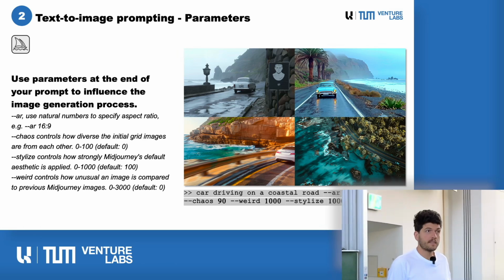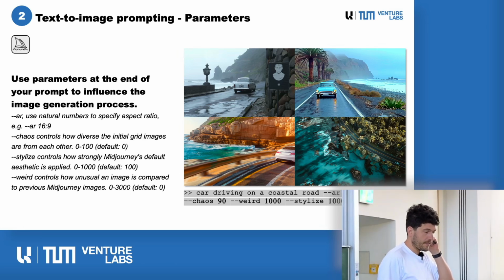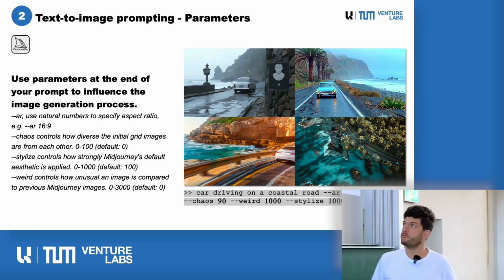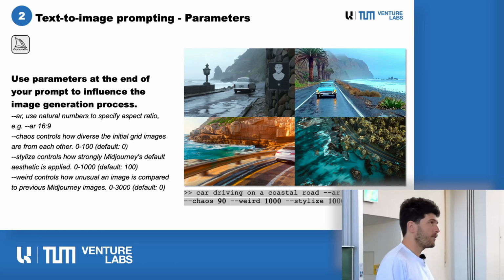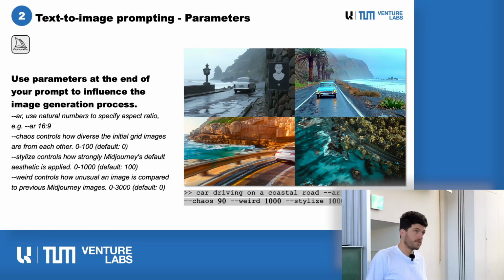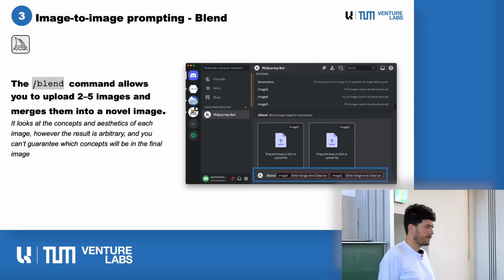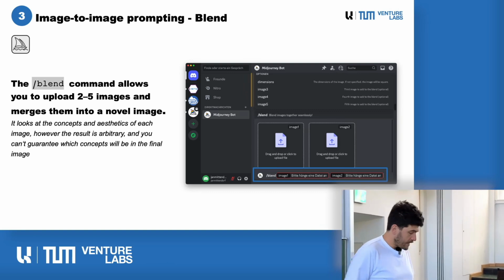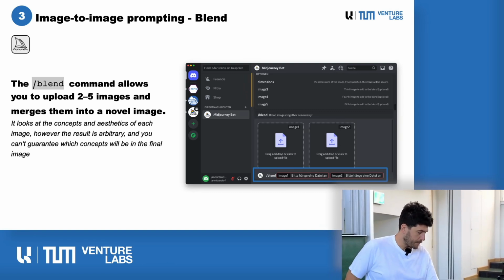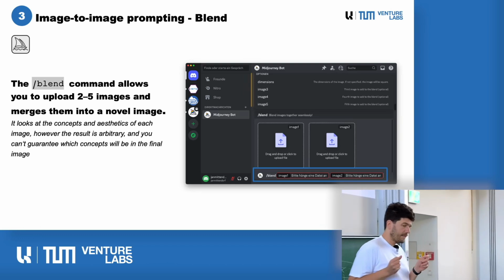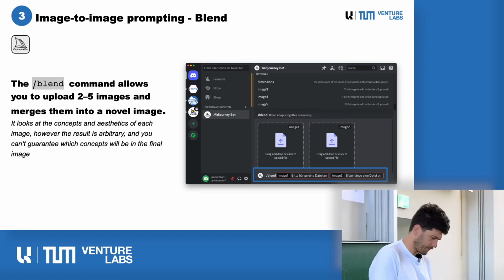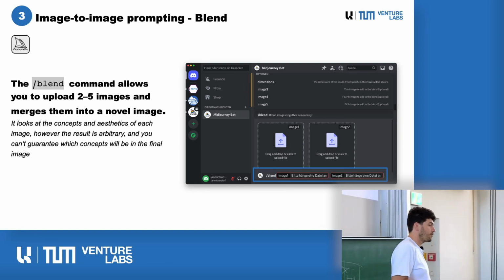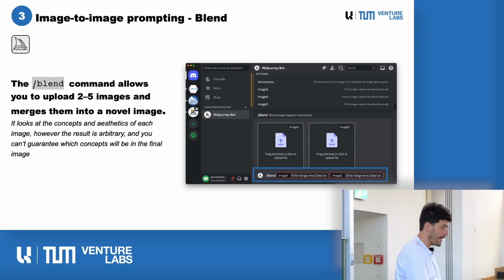There are way more that you can read up on. I think the most common is AR for the aspect ratio, and just read up on the parameters that you need to use for the specific thing you want to have. Now, Midjourney is way more capable than just creating pictures from text. You can also adjust pictures and blend pictures together that you already have taken with the command blend.